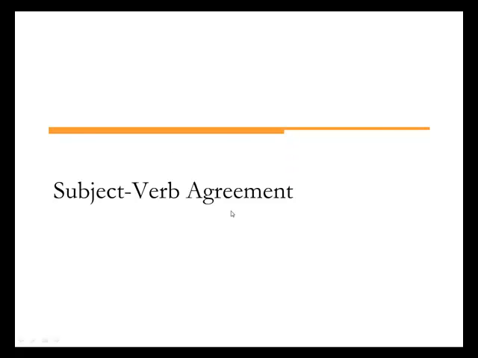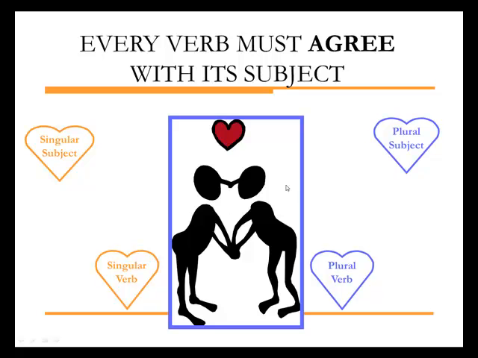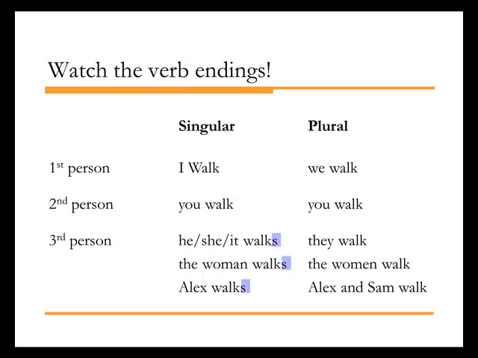Subject-verb agreement. Every verb must agree with its subject in number. In other words, if you have a singular subject, you must have a singular verb. And if you have a plural subject, you have to have a plural verb. It's important to establish an understanding for subject-verb agreement early on in the writing process. This is a very, very important aspect of writing effectively.